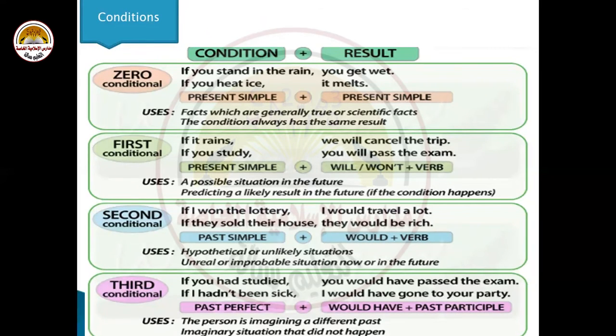Okay. We will see the first conditional. If it rains, we will cancel the trip. We have the condition in present simple, but the result is will or won't plus the infinitive. Okay, if you study, you will pass the exam. We use this conditional for possible situations in the future.